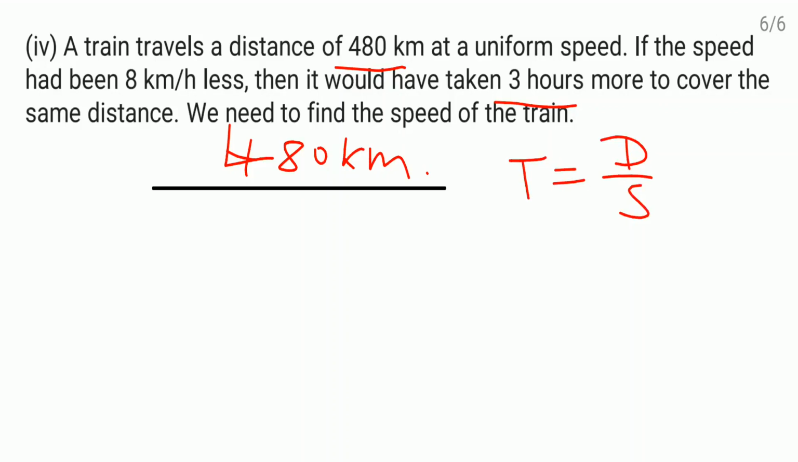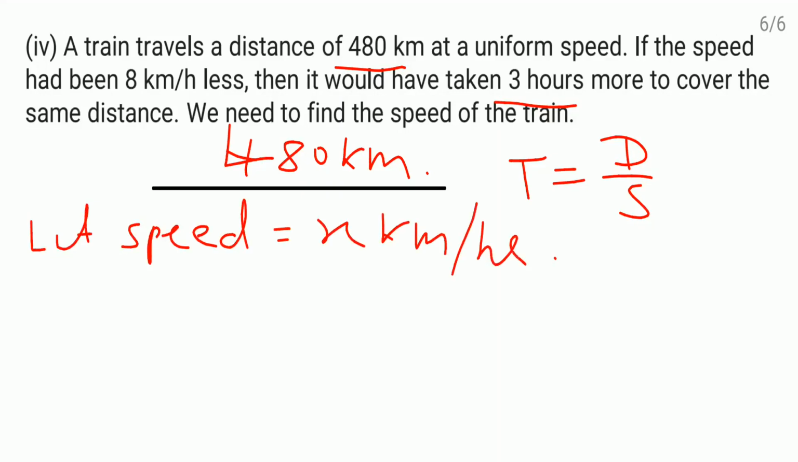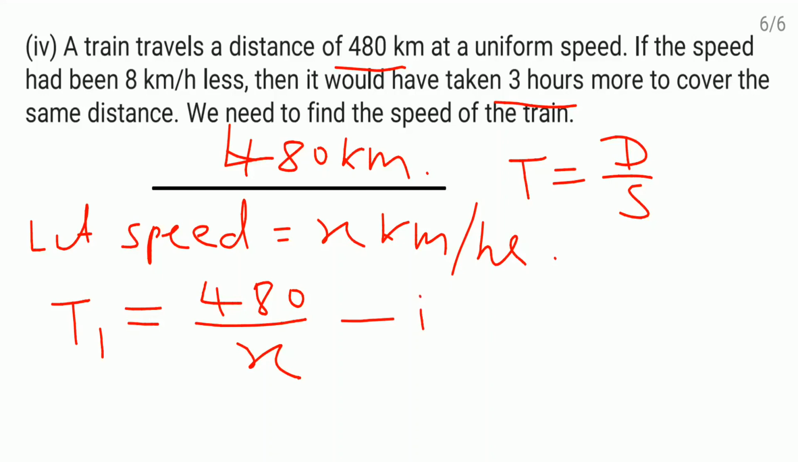Correct? Now here I'll write down let speed be equal to x kilometer per hour. So whenever speed is x, the time required to cover this 480 kilometer distance, I'll write down t1, which is equal to distance 480 kilometer and speed x. I'll name it as equation 1.